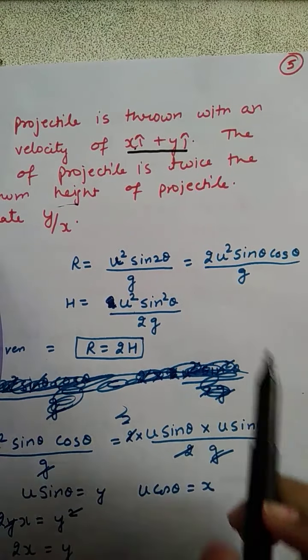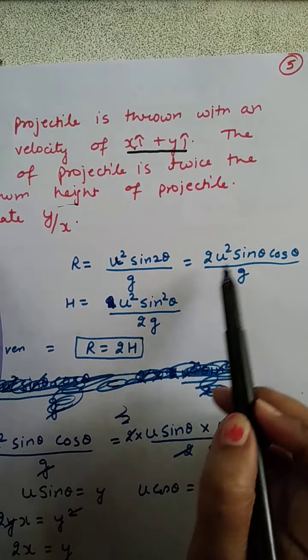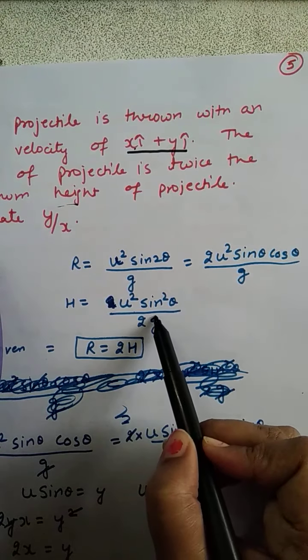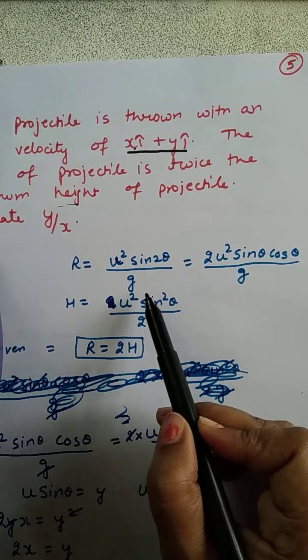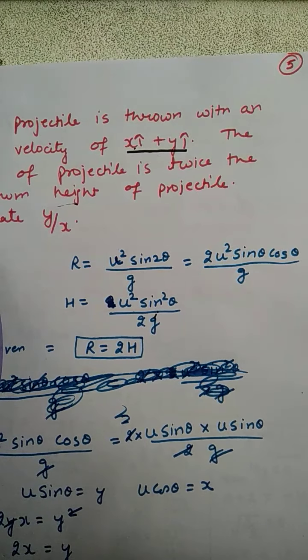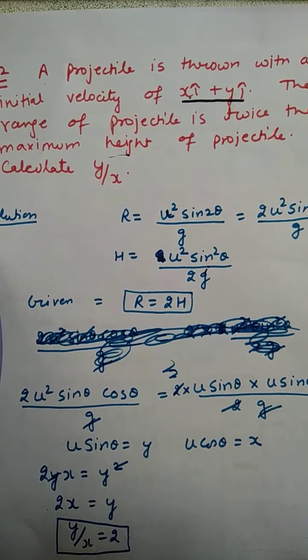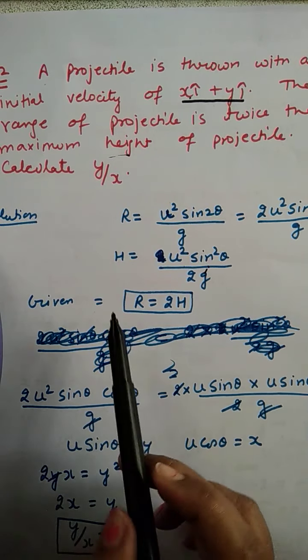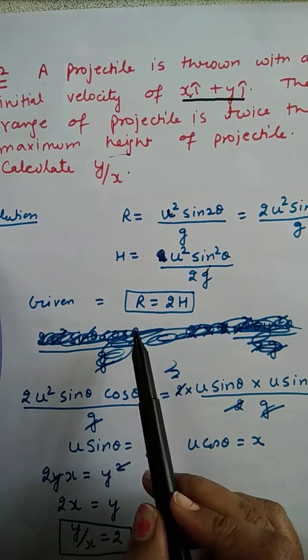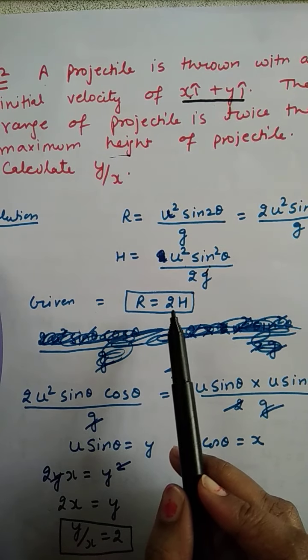And now what you do is you try to see these formulas are actually very similar to each other. In the formula of height I am having one sine extra. In the formula of range I am having one cos extra. Just keep it in mind. For this particular question we just fill the value R is equal to 2 times H because it's already given that range is 2 times that of the height.